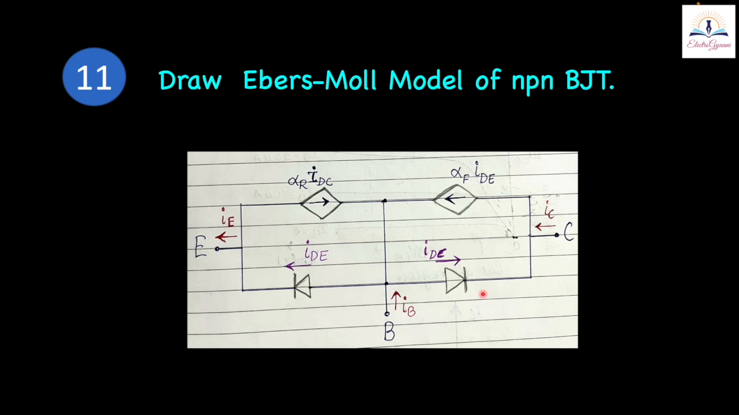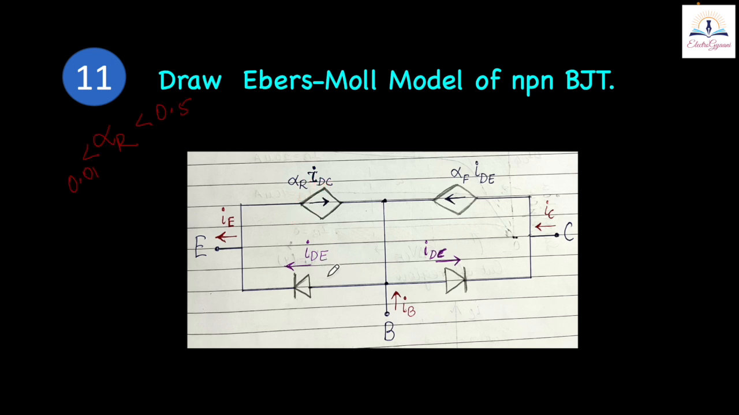These represent the junctions of the transistor, the emitter-base junction and the collector-base junction. And there are two controlled current sources that indicate coupling between these two junctions. Alpha R is normally less than alpha F, where alpha F, as we have already seen, is the ratio of the collector current and emitter current, whereas alpha R is the ratio of emitter current and collector current.